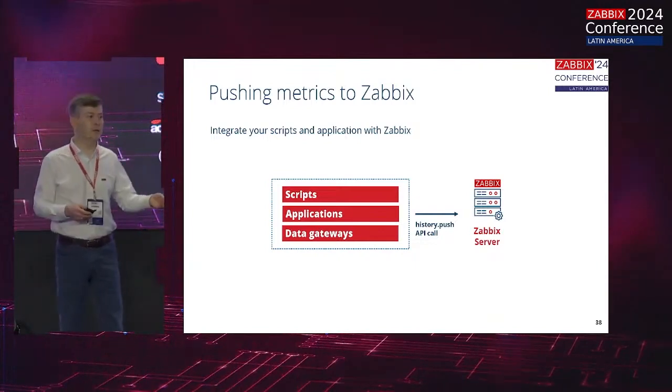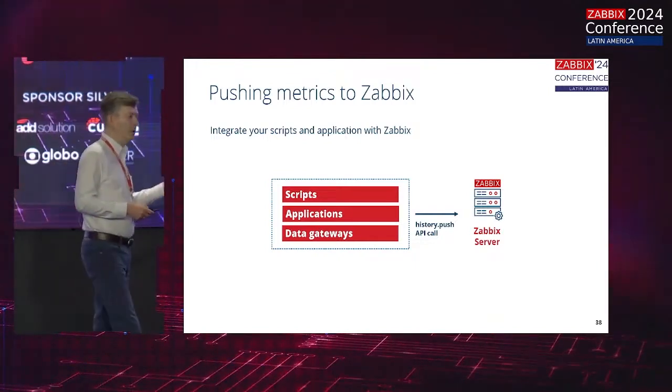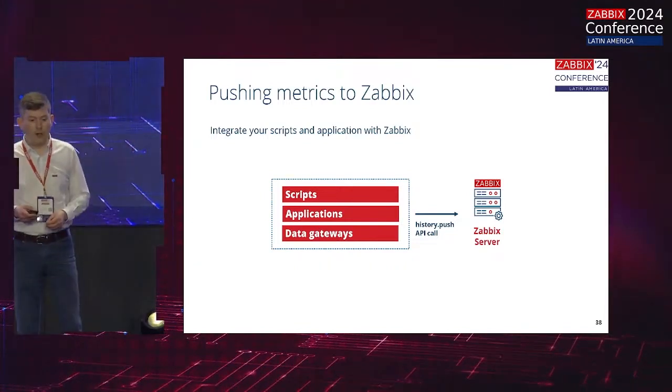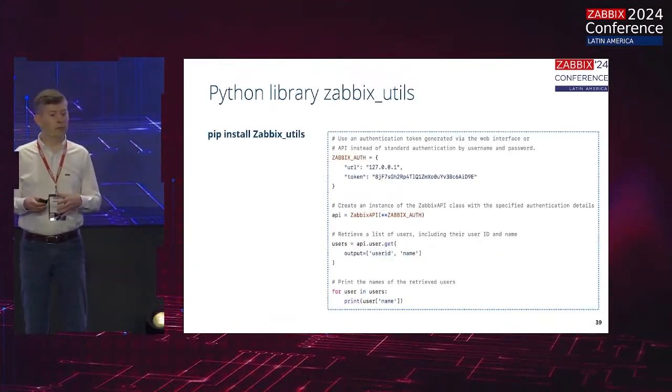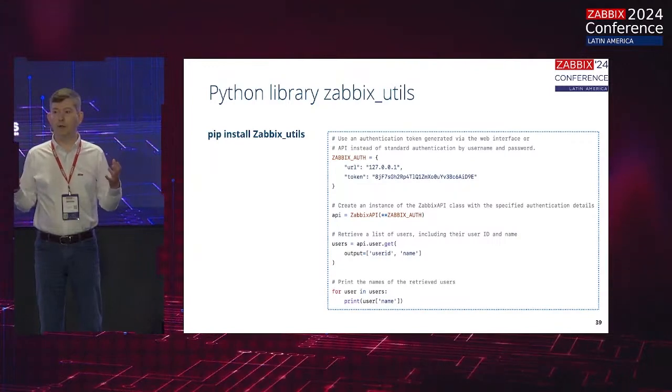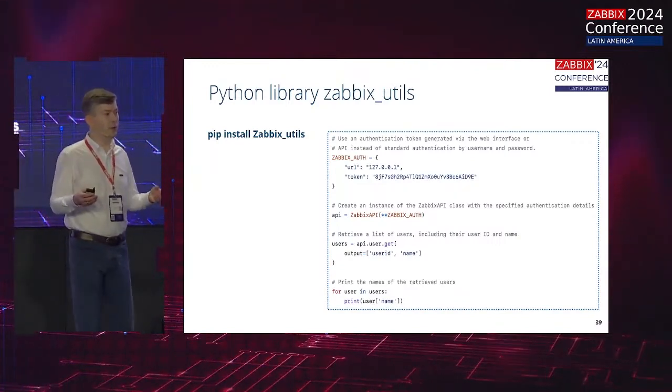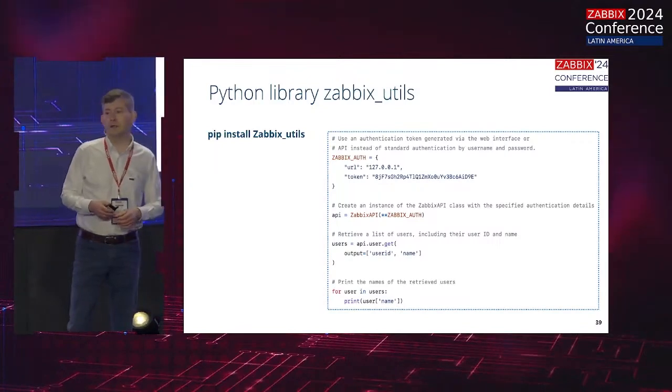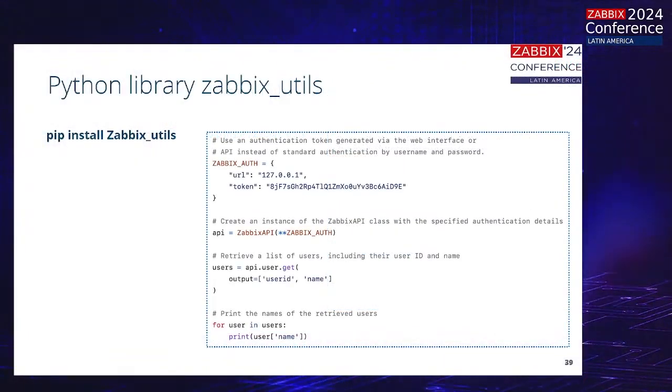So this is a very native and very logical way to send data to Zabbix. Another interesting improvement, or rather a new way of integrating Zabbix with different tools, is a new Python library. It's called Zabbixutils. And Zabbixutils allows you to communicate with Zabbix using the API. So basically, this is for communication with the Zabbix API, or also you can send data through the script.